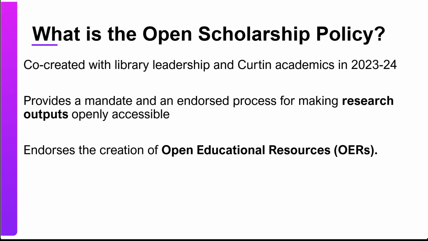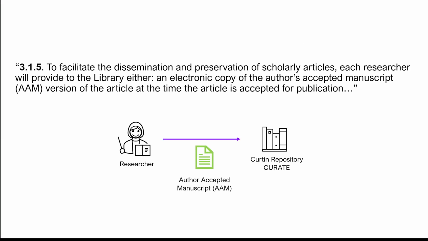Curtin University has an open scholarship policy, which was co-created with the library and Curtin academics in 2023. The goal of the policy is to maximize the open dissemination of Curtin's scholarly outputs, including research and educational outputs. The policy asks researchers to provide the library with a version of their scholarly article so it can be made available in Curtin's institutional repository, known as CURATE. Here's a highly technical diagram to explain.